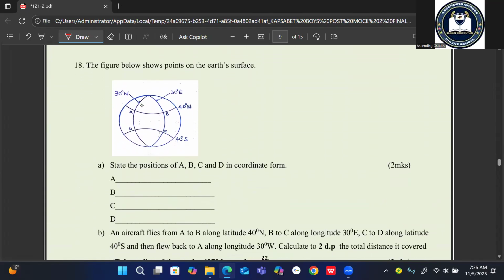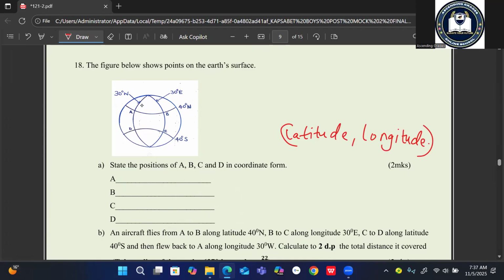The figure below shows points on the Earth's surface. State the positions of A, B, C, and D in coordinate form. So we'll note that in coordinate form, we should start with the latitude, then longitude. Should be latitude, comma, longitude.